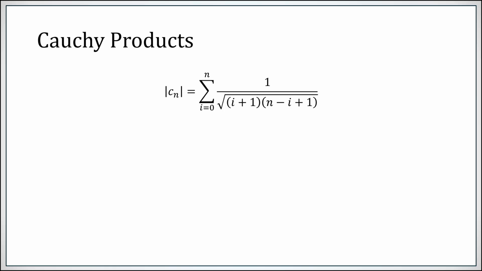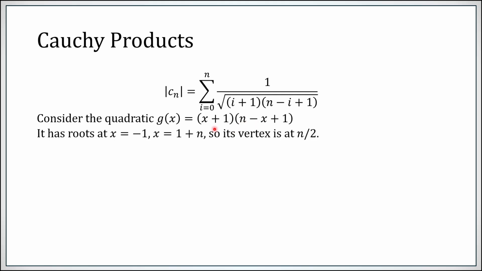Okay, so here's what we have. Now let's look at a quadratic function. Super complicated, I know. (x plus 1) times (n minus x plus 1). n is just some fixed number here. What are the roots of this quadratic? x equals -1 or x equals 1 plus n. So where's the vertex? At the midpoint, which is exactly n over 2. Also, if you expand out that quadratic, it has a negative leading coefficient. So it's a downward opening quadratic with a vertex at n over 2.